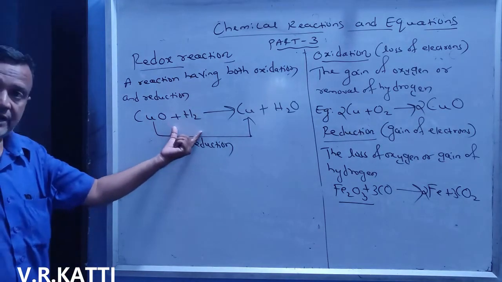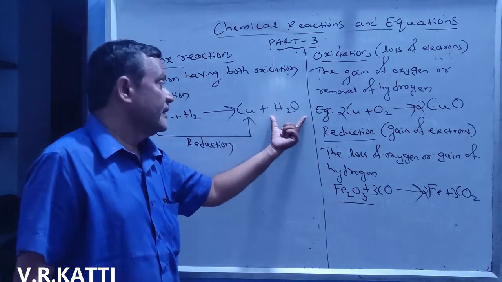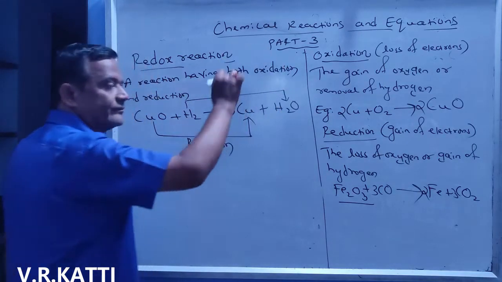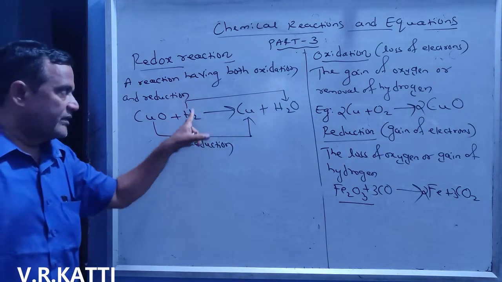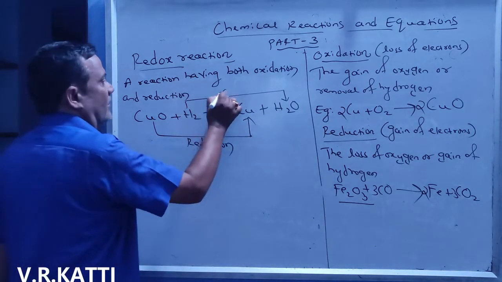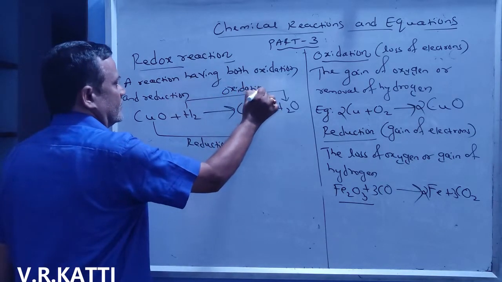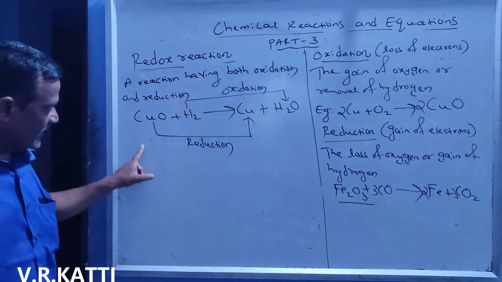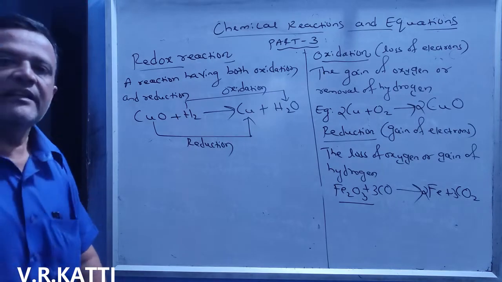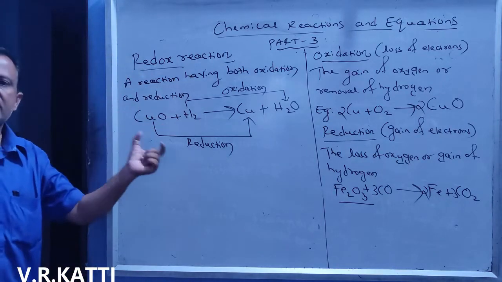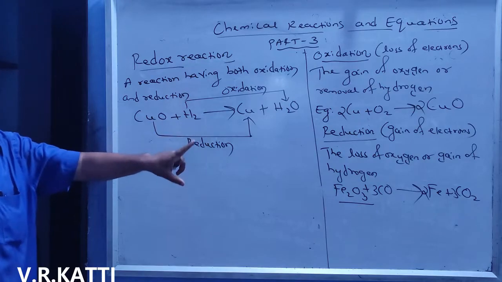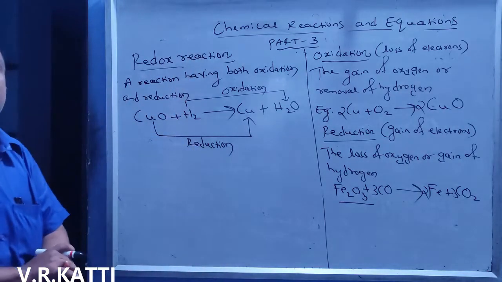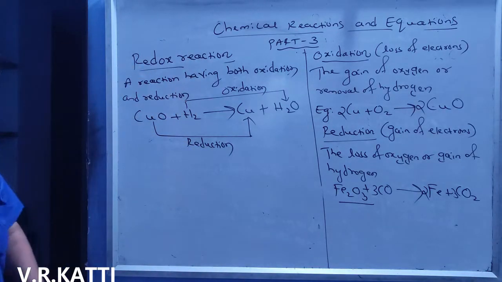Hydrogen gains oxygen, so it forms water. Is it not? Hydrogen gains oxygen, so it is oxidation. Copper oxide reduces to copper, which is a reduction. So both are taking place. Oxidation and reduction both take place in the same reaction, hence it is called a redox reaction.